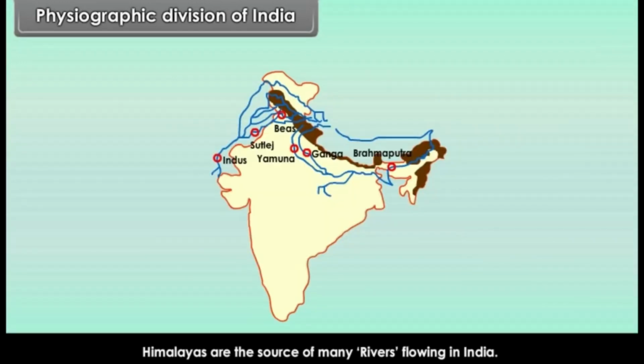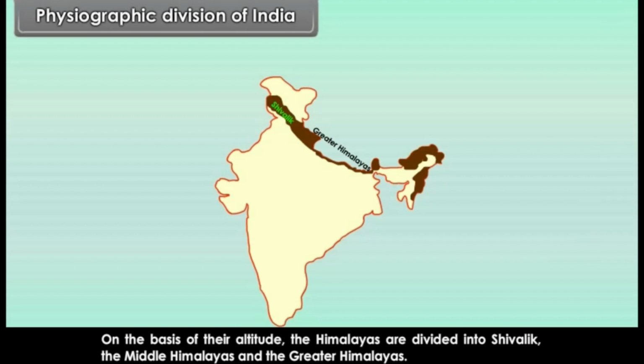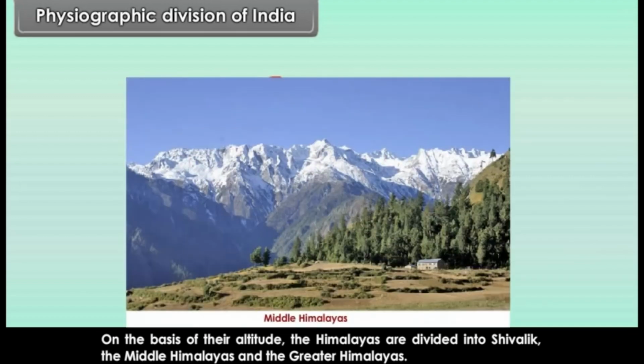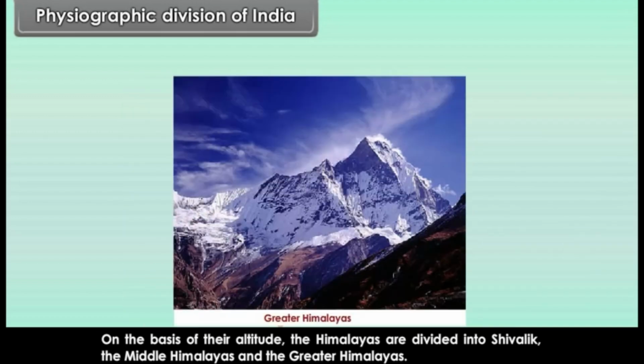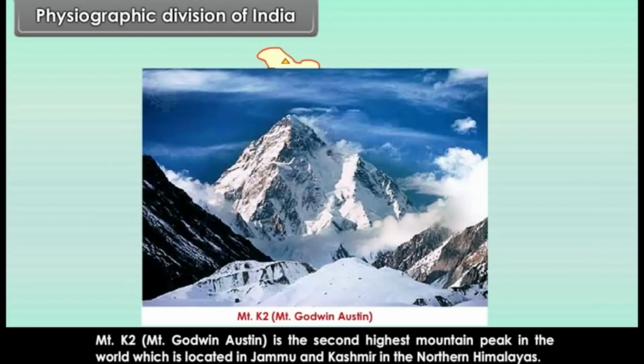Himalayas are the source of many rivers flowing in India. On the basis of their altitude, the Himalayas are divided into Shivalik, the Middle Himalayas and the Greater Himalayas. Mount K2, Mount Godwin Austen, is the second highest mountain peak in the world, which is located in Jammu and Kashmir in the northern Himalayas.